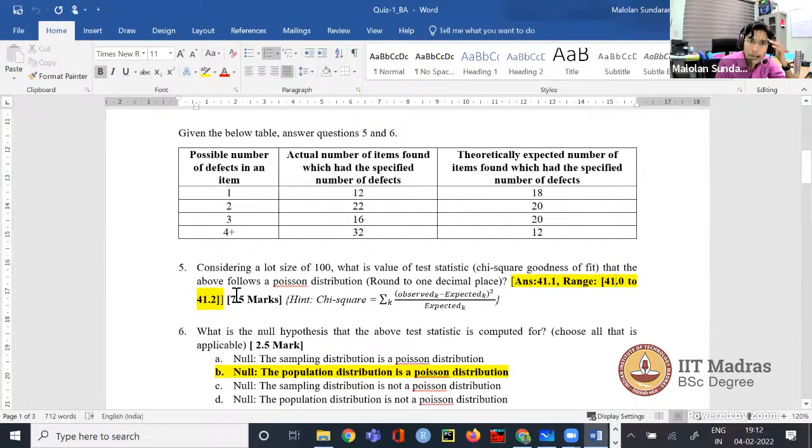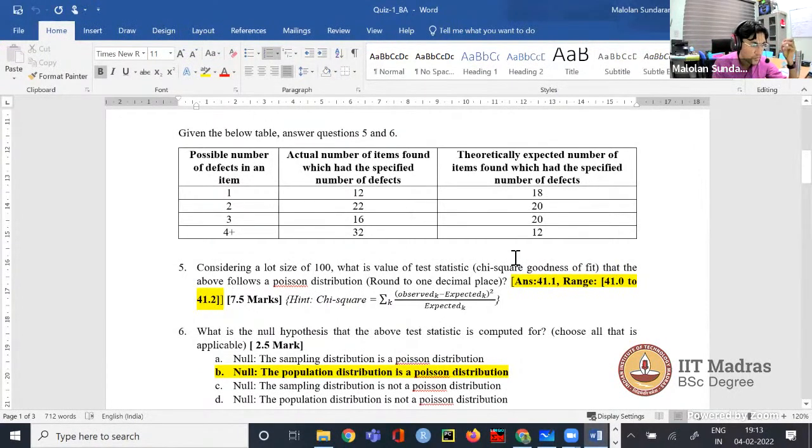Okay. So that is what this question targets. So how do you calculate the test statistic? You should ensure that the sample size is completely captured in your table that is given. Okay. Any questions?